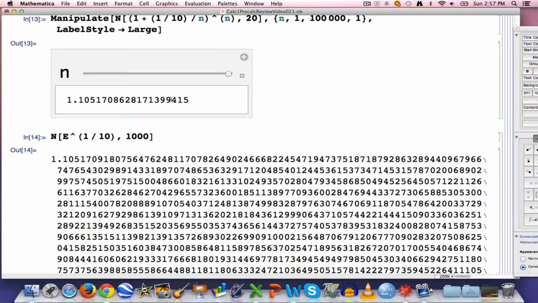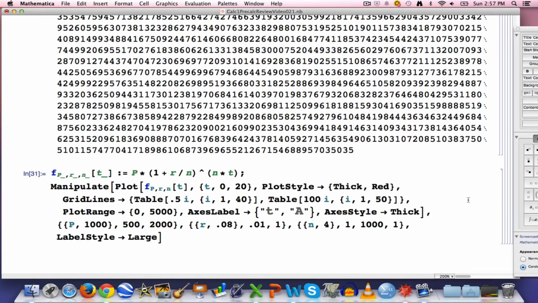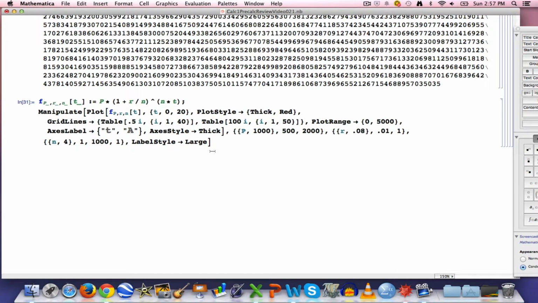So e is still playing a special role, really, no matter what r is. That's the main point here, and we're going to explore this role even more in later videos. To end this video, though, I want to think about the compound interest formula as an exponential function.